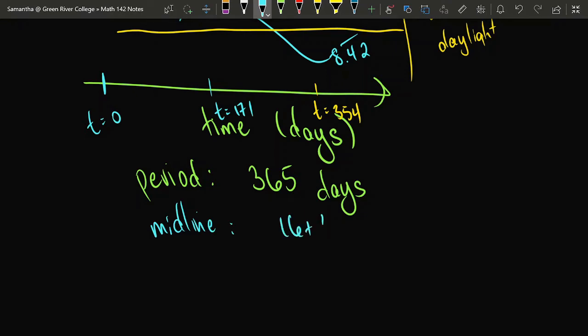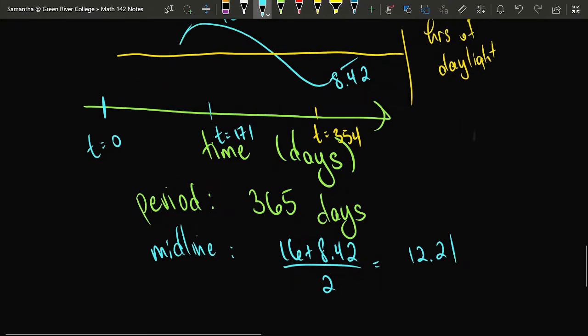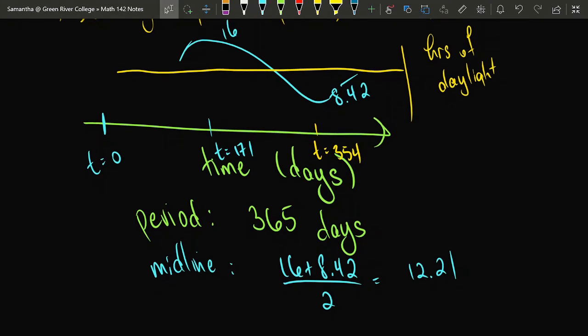The average of the maximum value and the minimum value is equal to 12.21, if I have that correct. So this would be the height of the line that cuts this wave pattern in half.